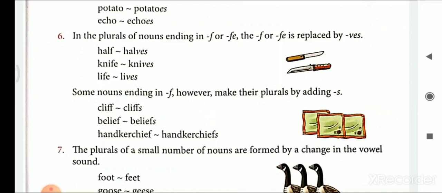Rule number 6. In the plural of nouns ending in F or FE, replace F or FE with VES. Dear students, in the last rule which we saw, Y is converted to I and added with ES. So here, in order to make the nouns plural, the words which are ending with the last letters of F or FE, always change it to VES. But sometimes it may happen that we need to add S instead of changing them to VES.